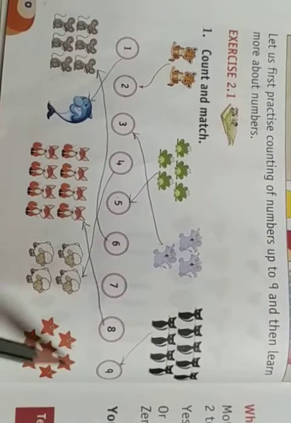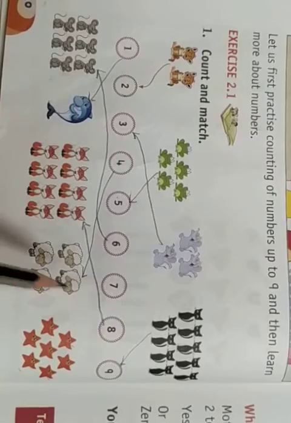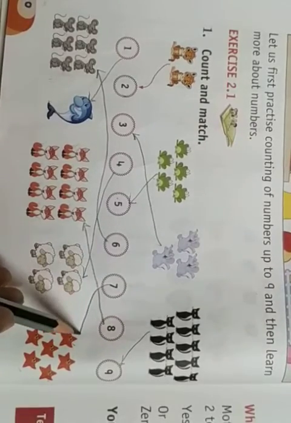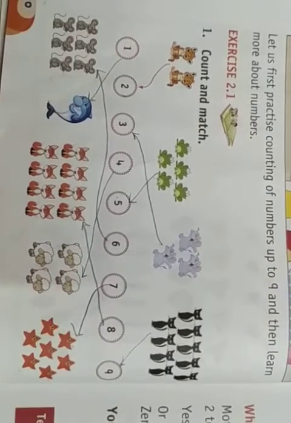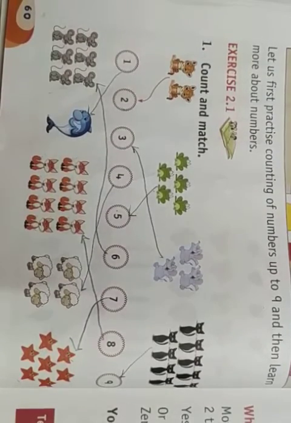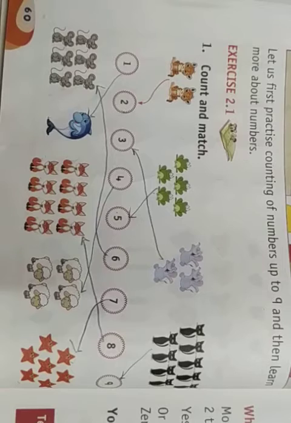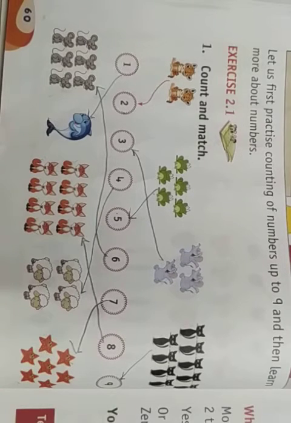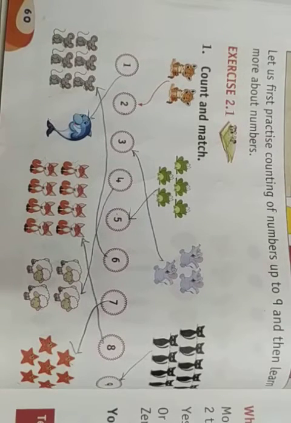Next is 1, 2, 3, 4, 5, 6, 7. Here is number 7. Match with it. Yes. Very good. We have done it. Clear? This is how we need to count and match. Hope you guys can do, because in UKG we did many activities based on this counting and matching.